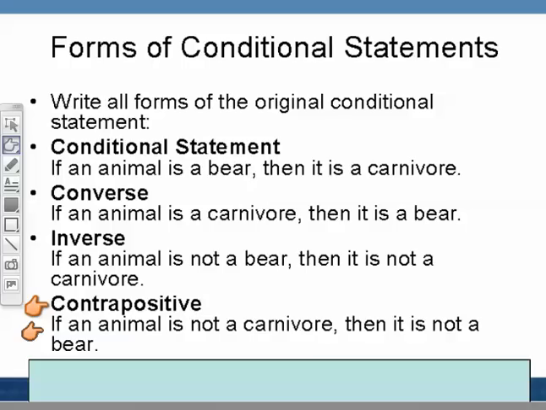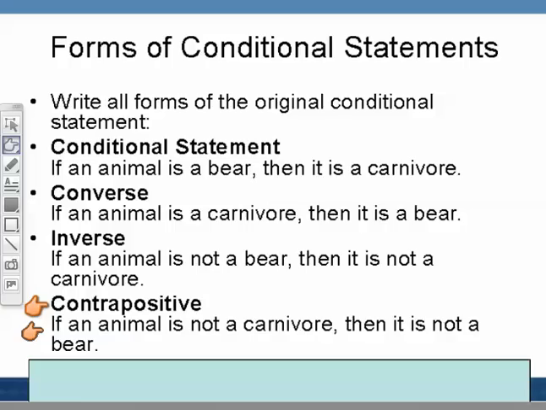No. Does it matter how I do it? No, not really. As long as you stick the word "not" in both the front and the back of the if-then statement, and you swap their locations, you will wind up with the contrapositive. So, if an animal is not a carnivore, then it is not a bear.